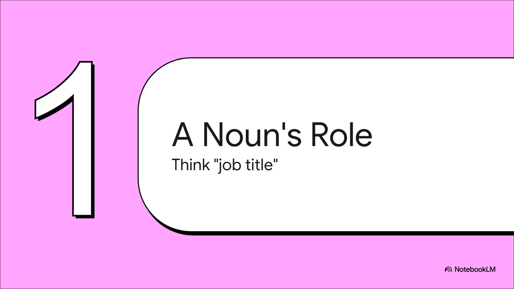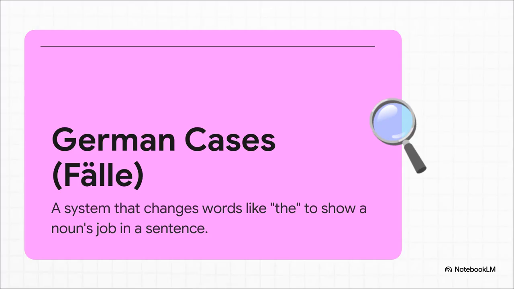So here is the single most important idea for today. Let's just forget the word grammar for a minute. Instead, let's think about jobs. In a German sentence, every noun gets a specific role, a job title that tells you exactly what its function is. And that's all German cases, or Fälle, really are. It's a system for signaling a noun's job.